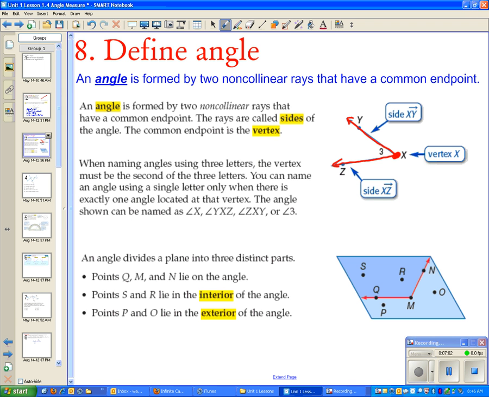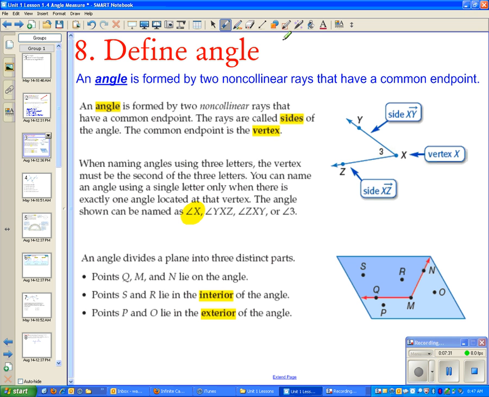Okay? Now, naming an angle can get a little bit complicated. There are several different names we can have for this angle right here. Look at the ones the book lists. We can call it angle x. In other words, we can simply name the angle after its vertex. Look at the symbol for angle. You can write the word angle, x, or use that little angle symbol, x.